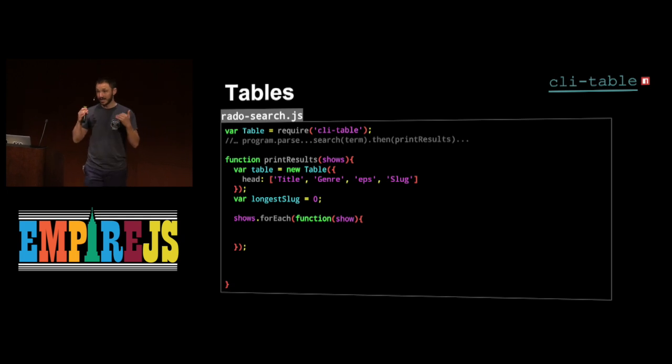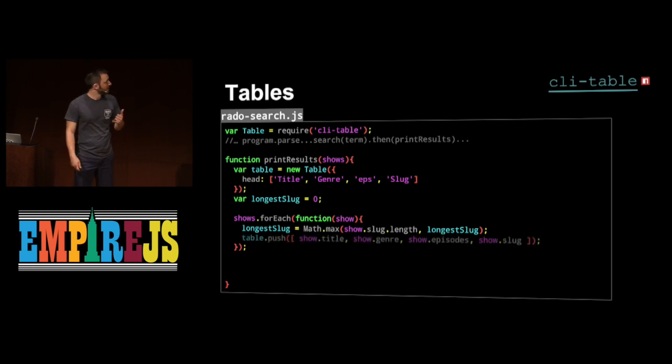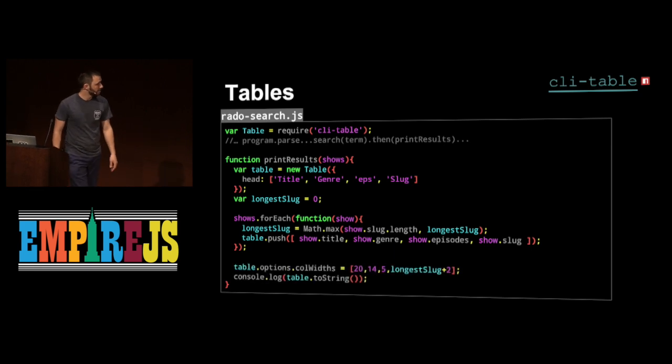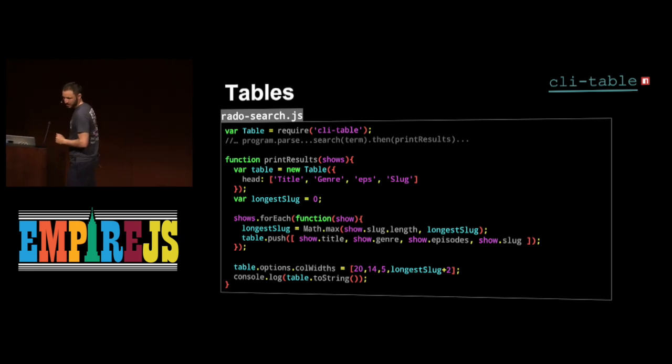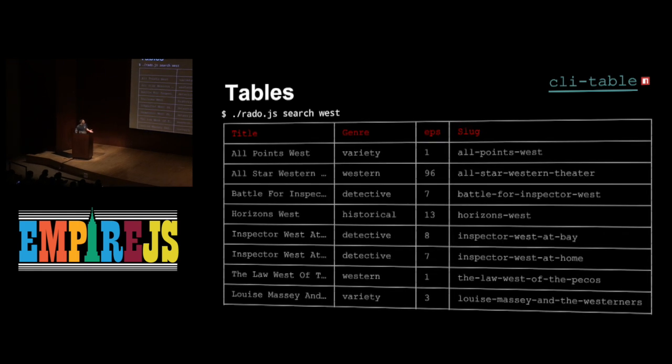So we're going to check each slug and make sure that the table width for the slugs, for that column, is wide enough to accommodate the longest one. And so for each show, we're going to check if it has a longer slug than the longest one and set that, and then push a new row of data to the table. And finally, we set those column widths and output the table to string. And it's worth noting that table, I think, inherits from array, so it has all the same methods of array. So that's nice. So now, when we search West, we get this nice table.